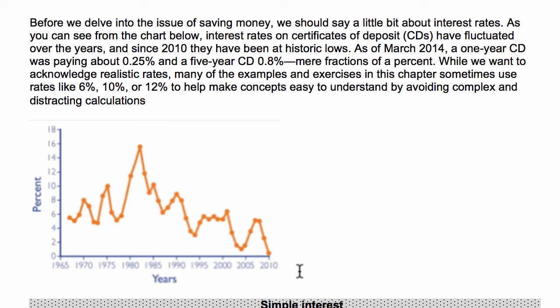And a 5-year CD, 0.8%. Again, that's 0.008 as a decimal. These are mere fractions of a percent. While we want to acknowledge realistic rates, many of the examples and exercises in this chapter sometimes use rates like 6%, 10%, or 12% to help make concepts easier to understand by avoiding complex and distracting calculations.